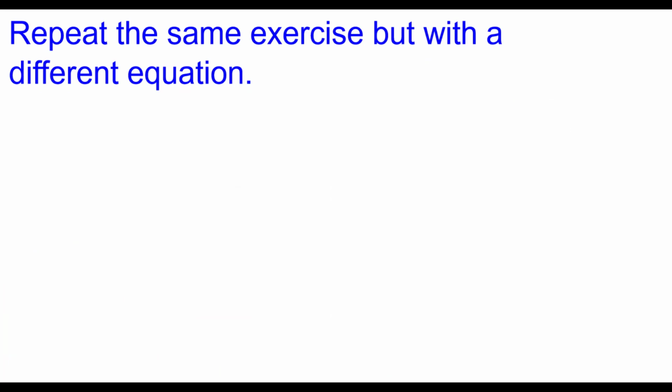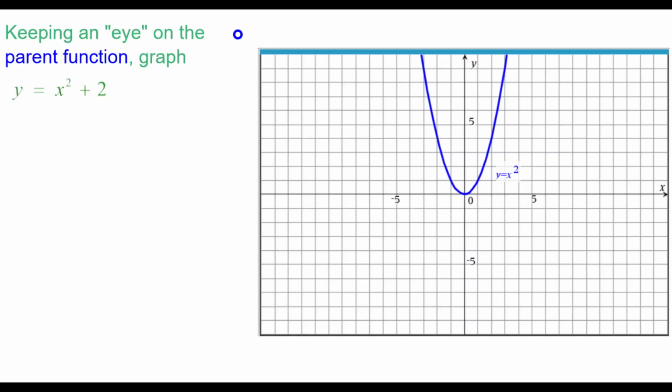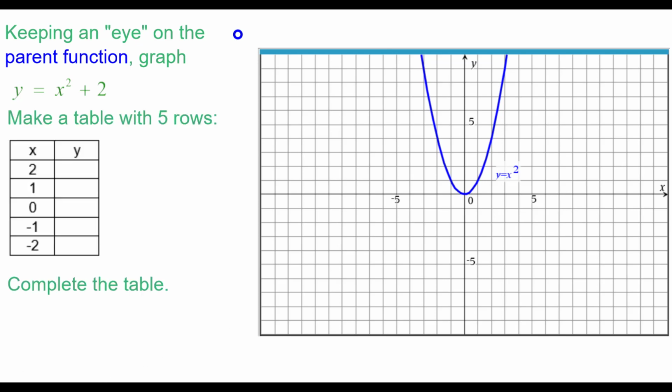So we're going to repeat the same exercise, but with a different equation this time. This time we're going to look at y equals x squared plus 2, keeping an eye on the parent function in blue here. And as we did before, we'll make a table with 5 rows and using these values for x. So go ahead and complete the table. Press pause until you're finished.